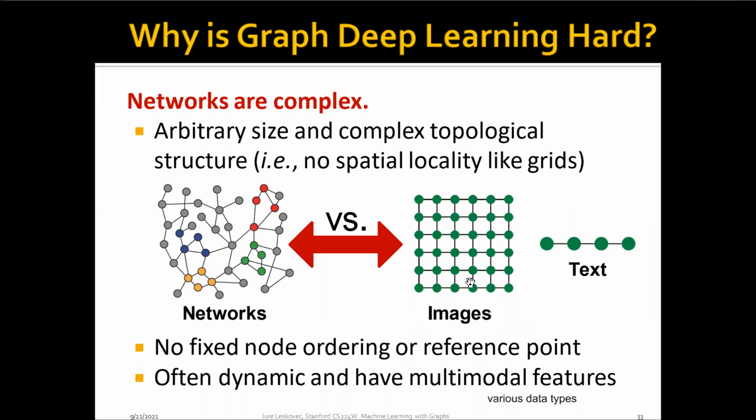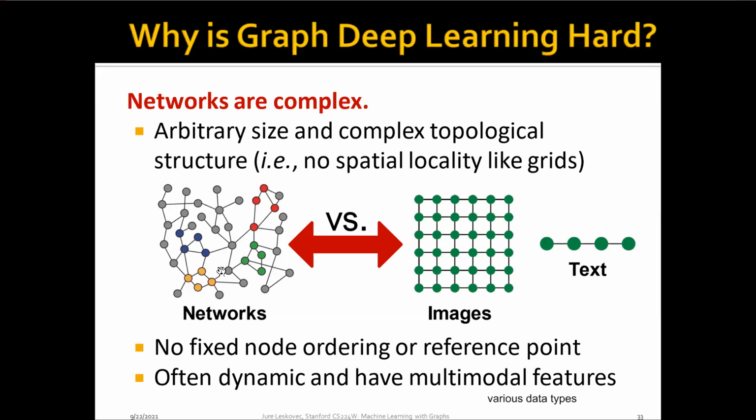And why is graph deep learning hard, right? Because it can have arbitrary size and very complicated topological structures. You can describe the size of a graph by how many nodes or edges it has, but how can you describe the structure? It's very hard to describe compared to images or text, which are grids of pixels or sequences of words.